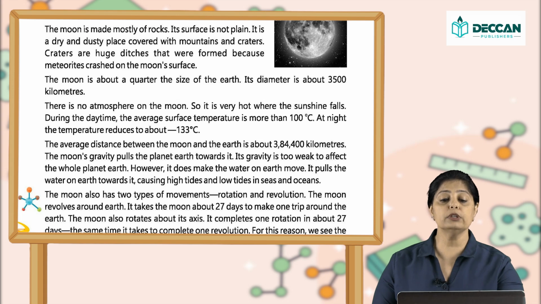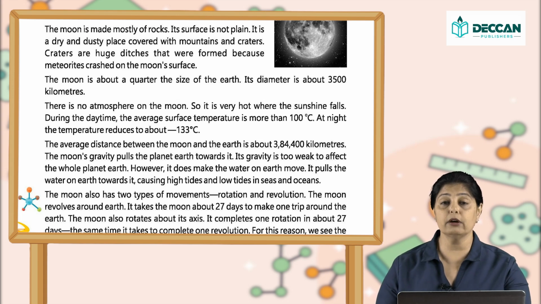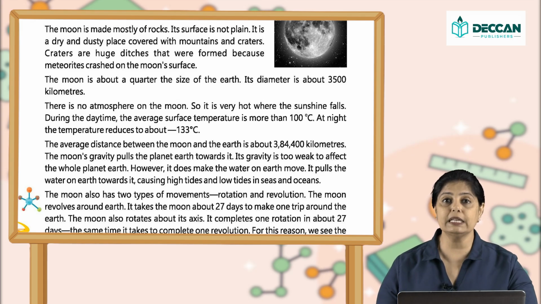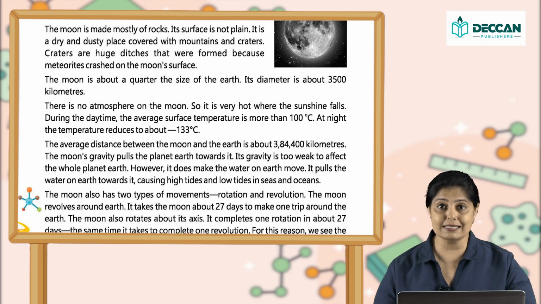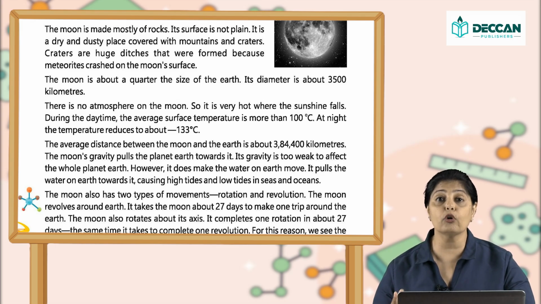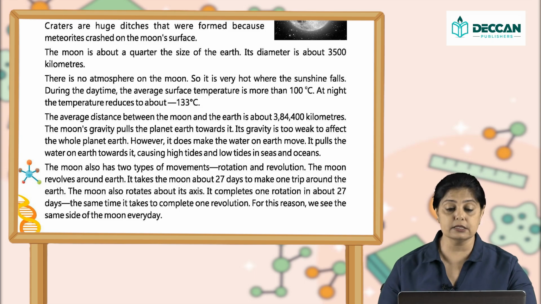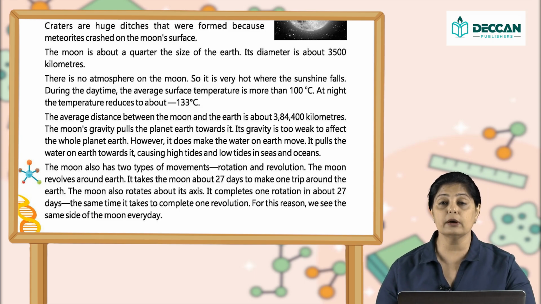The moon has 2 types of movements, just like the earth has: rotation and revolution. The moon revolves around the earth, and it takes about 27 days to make one trip around the earth. The moon also rotates about its own axis, just like the earth rotates around its own axis and also revolves around the sun. So the moon completes one rotation in about 27 days, the same time it takes to complete one revolution.